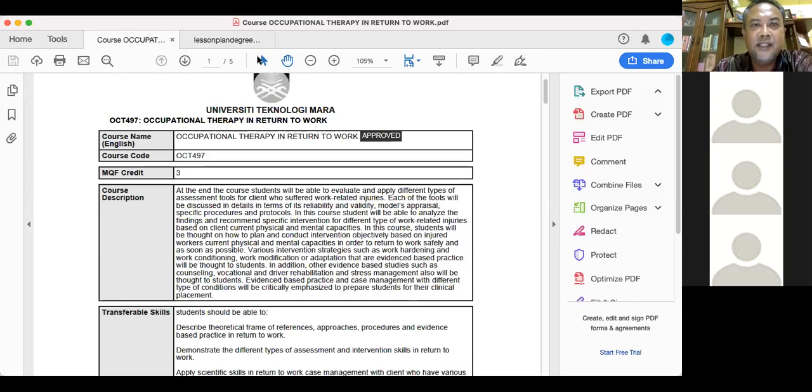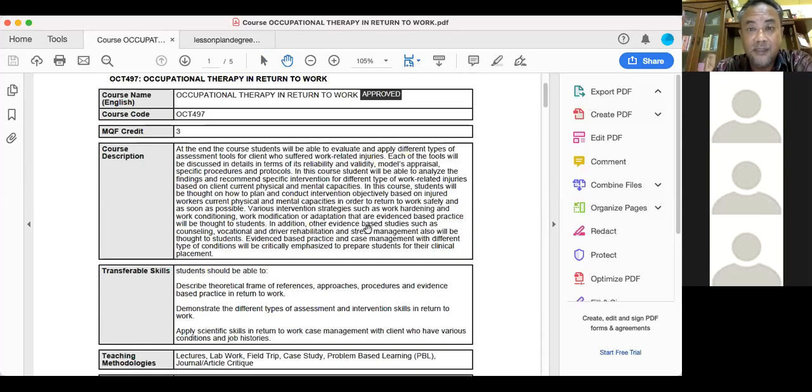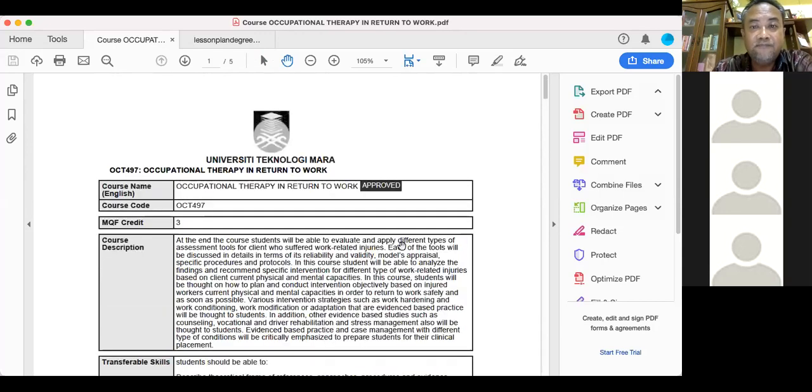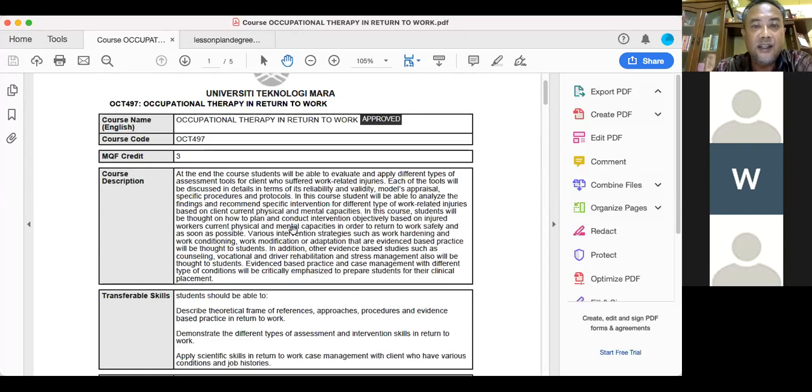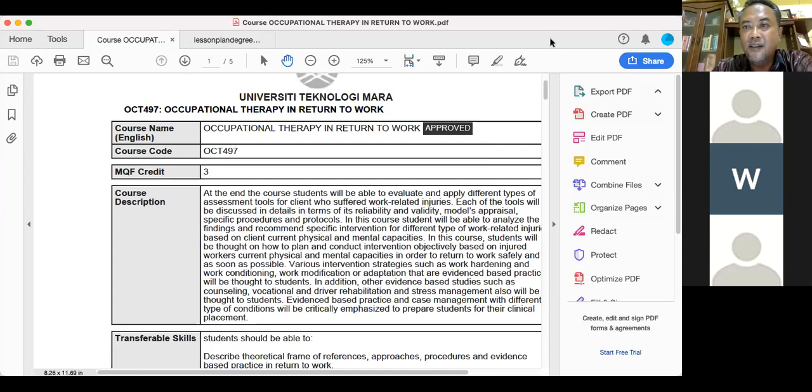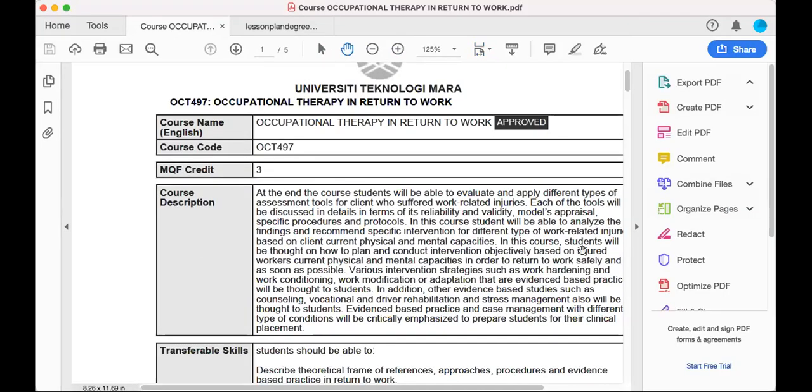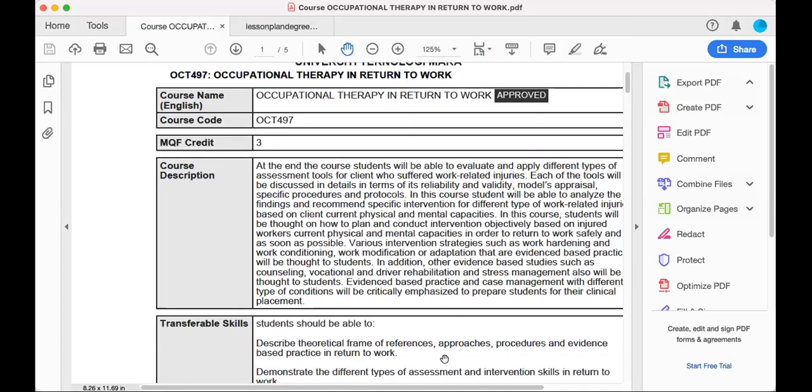If you can see the, boleh nampak tak dalam ni? Saya dah tunjukkan. Dia punya syllabus. So this subject is 3 credit. And you can read the course description. The course description itu kalau you tengok, you baca. Sekejap.